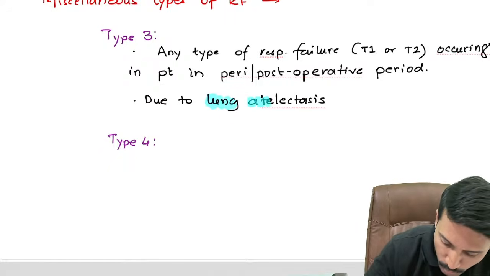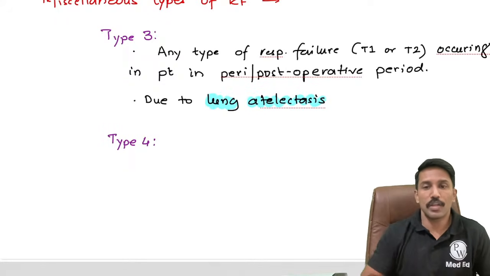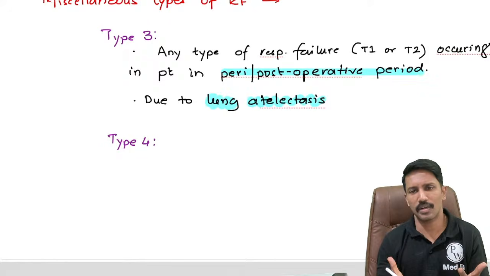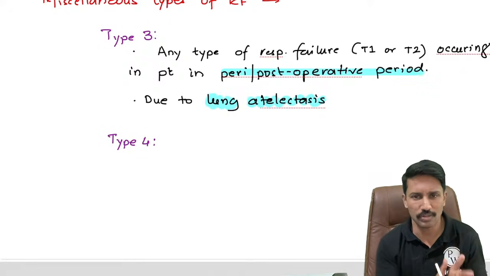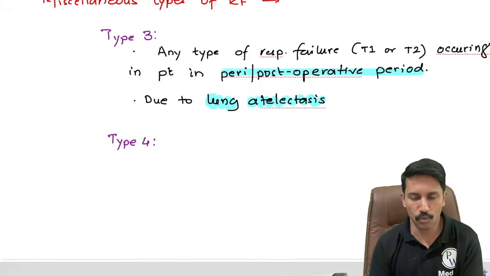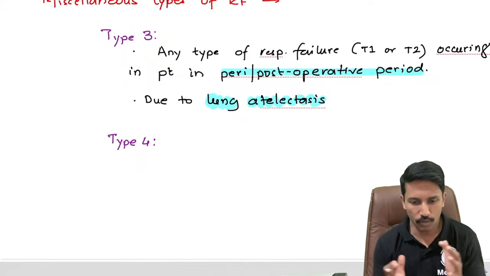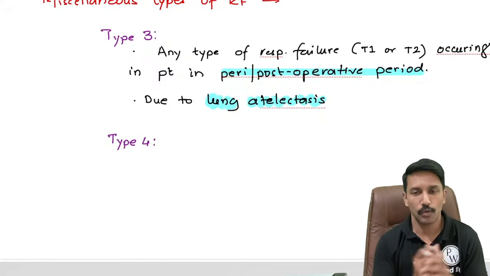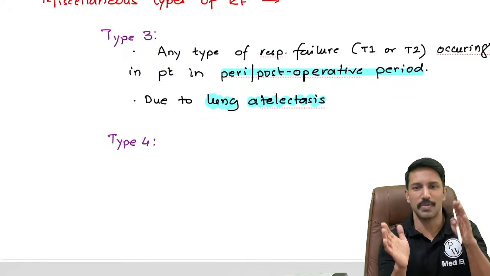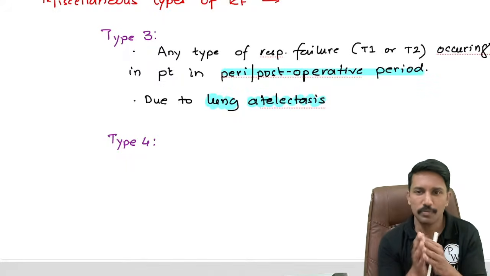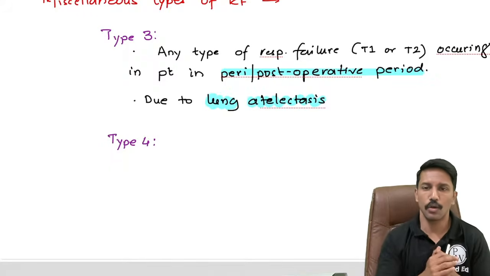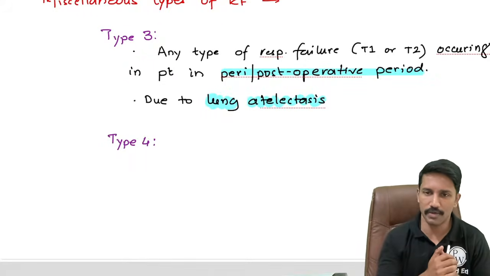Now, why is this important, you may ask, and why is the examiner looking for this word? Two words to write here. Peri or post-operative period means whether it is hypercapnic respiratory failure type 2 or hypoxic type 1 respiratory failure, if it happens in a patient on the OT table or soon after, mostly because of collapse of the lung, we will call it type 3. Now, why does this happen? Especially when abdominal surgeries are done, the diaphragm gets pushed up and makes the lungs collapse. The collapsed lungs do not participate in gas exchange. So that's why your oxygen levels may be low, and your carbon dioxide levels may also get elevated.